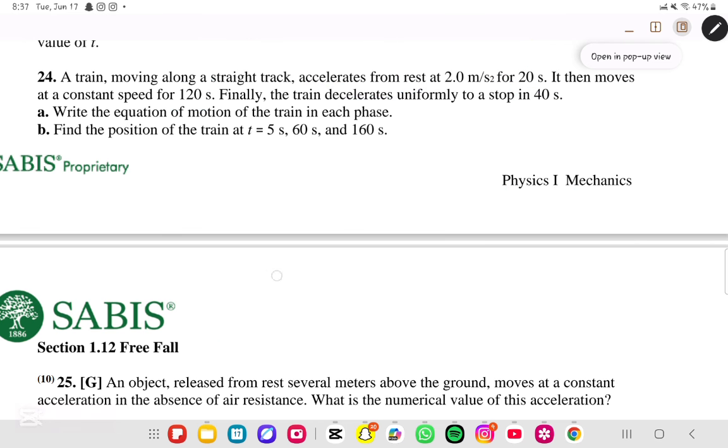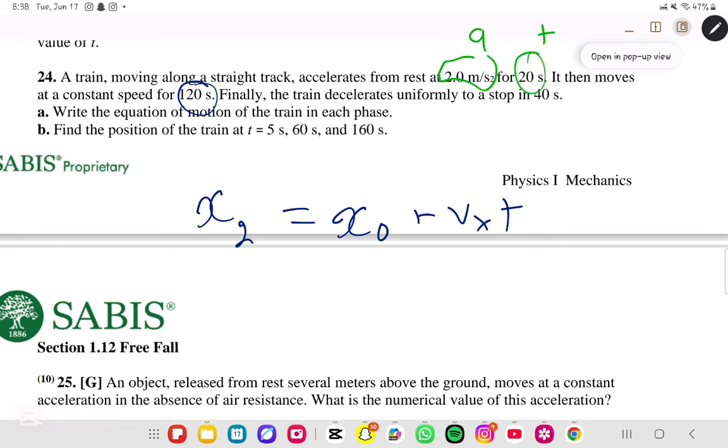For the second phase, what did they say? They said it then moves at a constant speed for 120 seconds. So x2, in the second phase, it moves at a constant speed for 120 seconds. If it's moving at a constant speed, then to find the displacement, it's very simply going to be x initial plus velocity times time. Right, so how do we calculate the final velocity? Well, you already have the acceleration and you have the time. So you will find the final velocity by doing acceleration times time. So it's going to be 2 times 20, which is 40 meters per second.